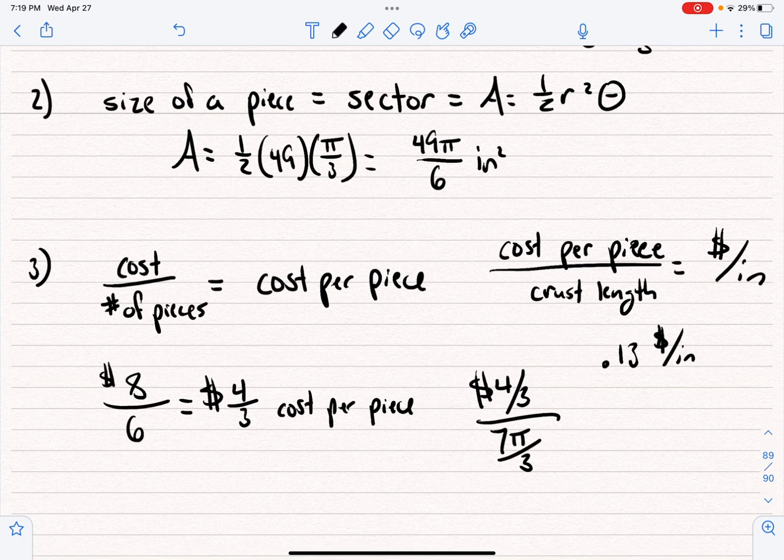Okay? And you would simplify that because this is looking hideous. Now I know the 3's cancel out, so what do I get? I get 4 over 7 pi dollars. Okay? Whatever decimal approximation that comes out to be, that is in dollars per inch. That's telling you how much in dollars did each inch of crust cost you.